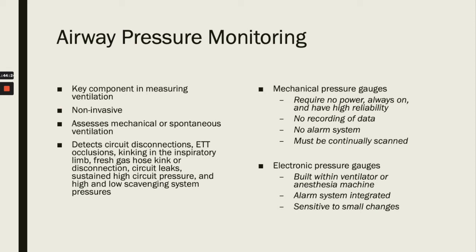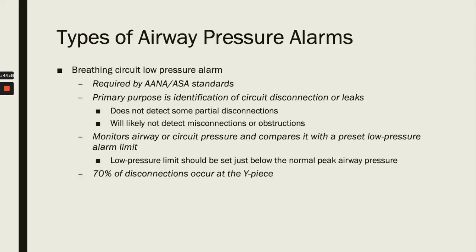Now, the electronic pressure gauges, they're built right in. They're digital, so they're built into the ventilator or the anesthesia machine, and there is an integrated alarm system, and they're very sensitive to small changes. So 9 times out of 10, unless you are working at an older facility that has just an antiquated or older anesthesia gas machine, which you may run across, I know I have plenty of times, you may see the older mechanical pressure gauges.